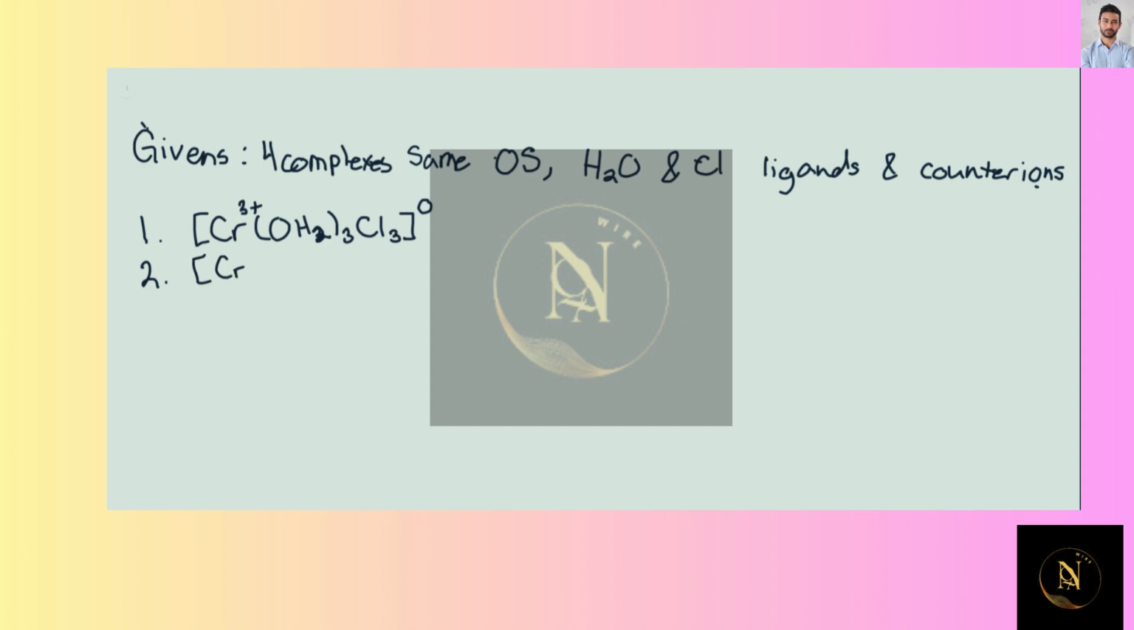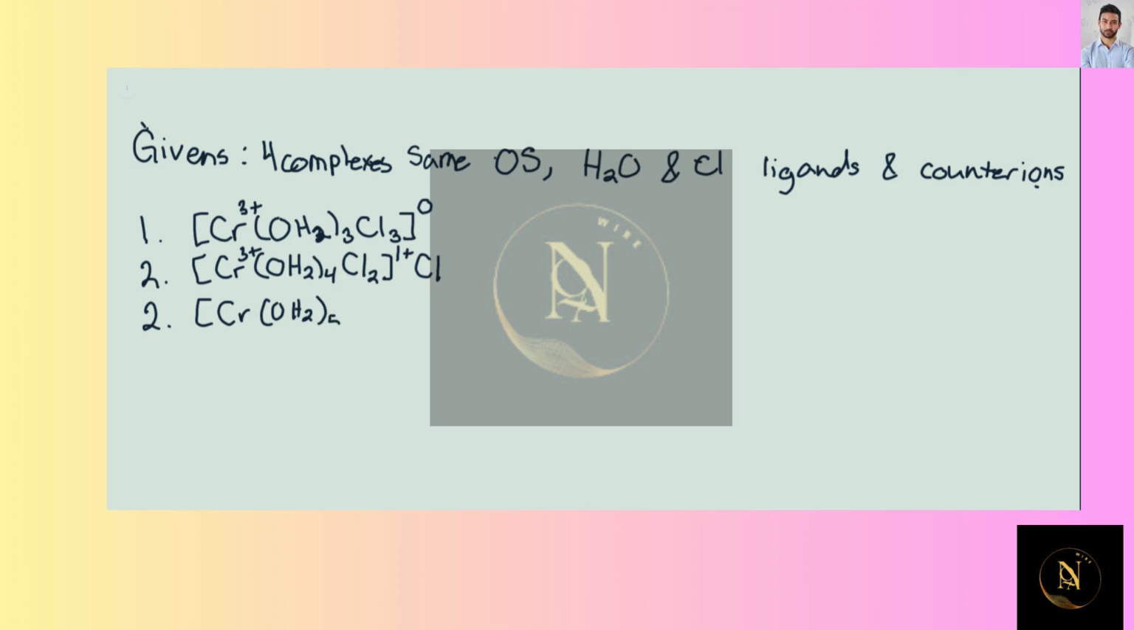So the second complex that we can think about, we can actually replace one of the Cl minuses with a water ligand. And what this does is it keeps the chromium at the same oxidation state. However, there is now a +1 overall charge, and therefore you need a Cl minus to act as a counterion. Now we're just going to repeat this trend 2 more times.